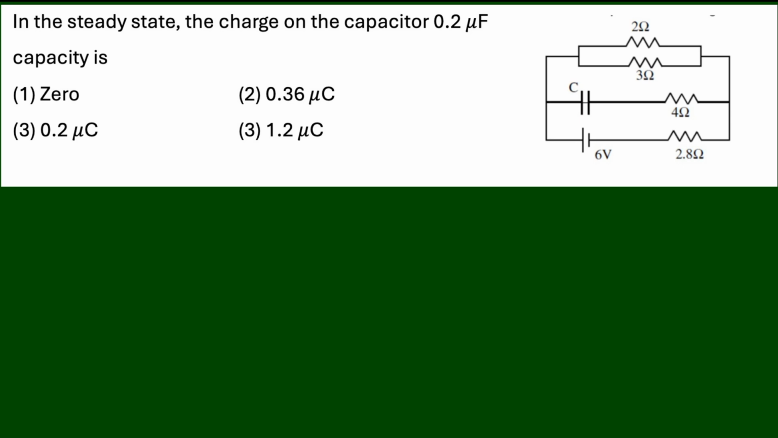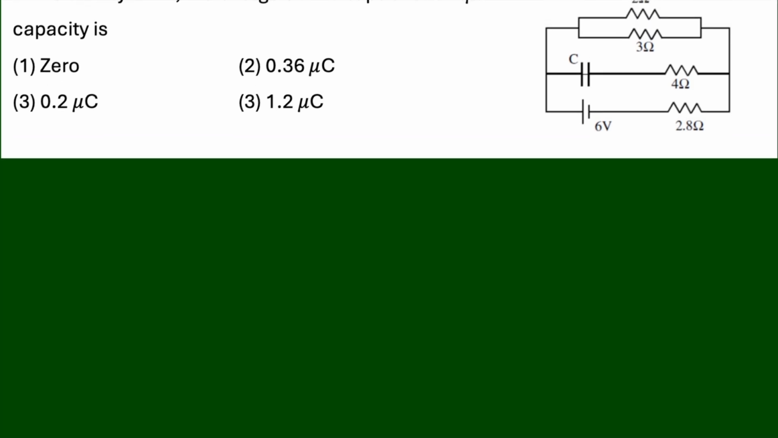Today we are going to solve one question. Let's see. Given that in the steady state, the charge on the capacitor of 0.2 microfarad capacity is... So we have to calculate the charge on the capacitor of 0.2 microfarad capacitance. At steady state we can say this capacitor will act as an open circuit. Then we'll draw this circuit.